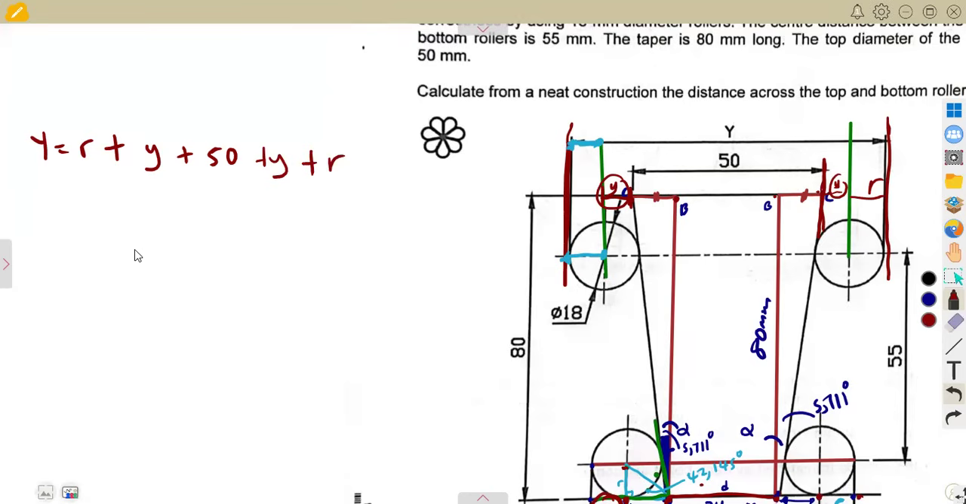So I'm going to talk about this Y here, but let us finalize our formula. So Y is equal to radius plus radius, which is 2R, plus that smaller distance that we just called Y, plus the 50. So the radius is there. Remember, from 18, you're just going to divide by 2, but we do not have this Y. So where are we going to have this Y? This piece that is remaining here.